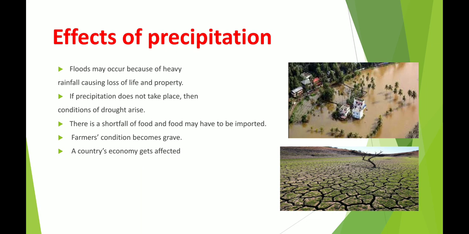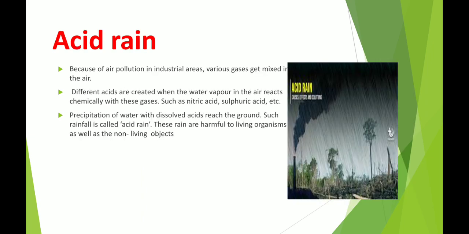Here there is a relation between the country's economy and the precipitation. If there is no rainfall, we have to import many food items from other countries. If we import, we have to pay money to the other country. In this way there will be a burden on the Indian economy. The economy of an agrarian country like India, Indian agriculture, totally depends on the rainfall. Okay, monsoon is there.